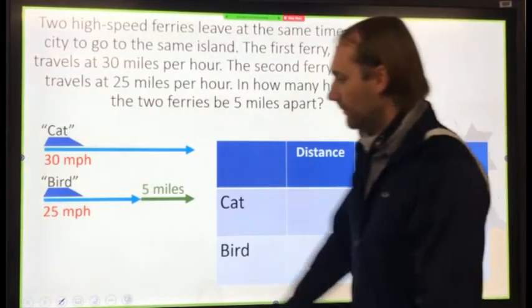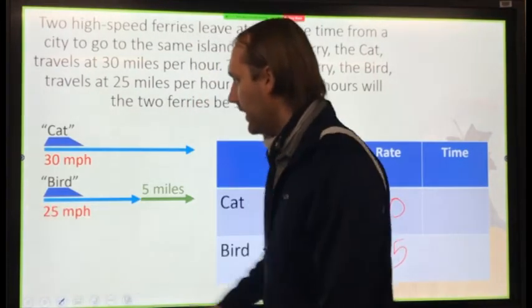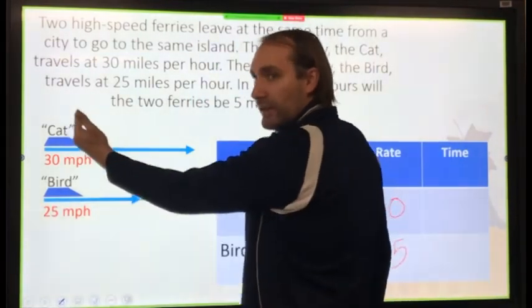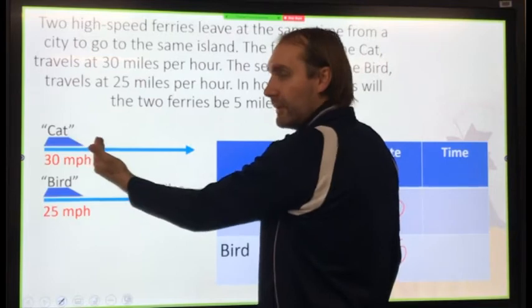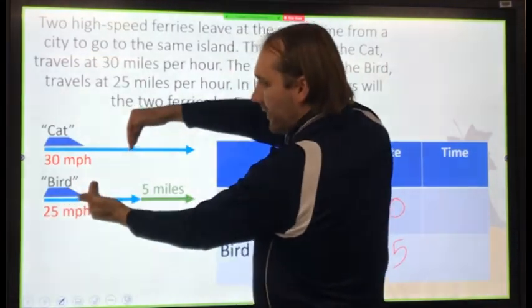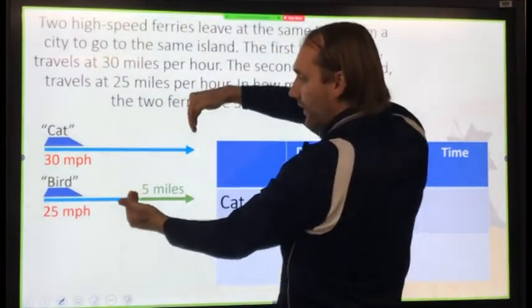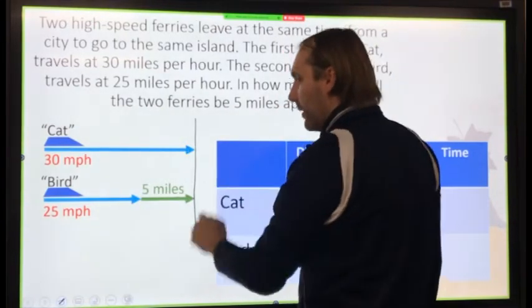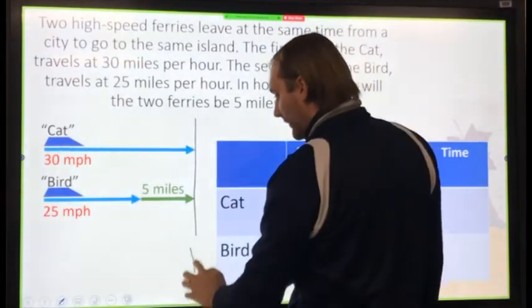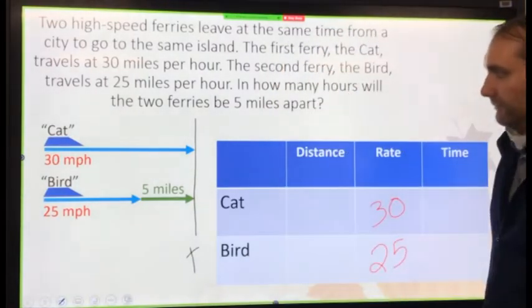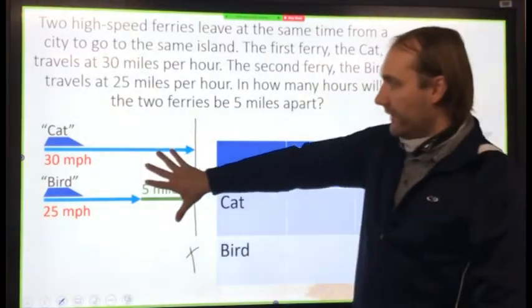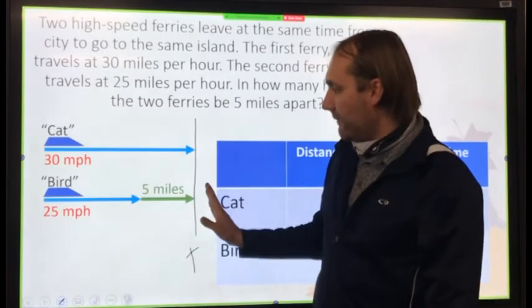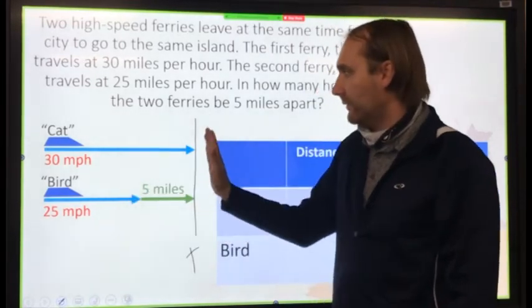Now, these things are traveling at the same time, right? I say go, and they're all moving at the same time. One's moving a little bit faster than the other. And right when the bird is 5 miles behind the cat, I want to say stop. I want to stop that moment in time. So here's my moment in time, where the bird is 5 miles behind the cat.